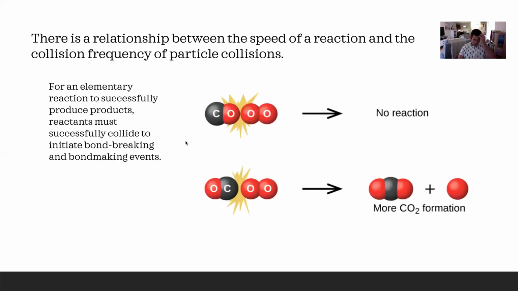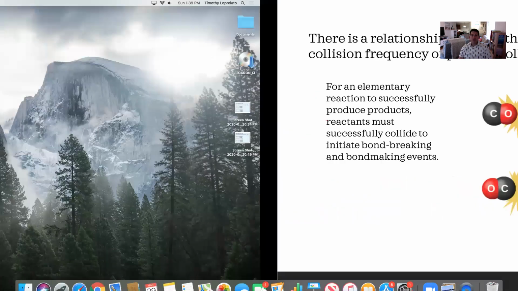So we're using the collision model to explain this. For an elementary reaction to successfully produce products, reactants must successfully collide to initiate bond breaking and bond making. The collision has to have sufficient energy. If there's not enough energy, it's not going to get the bond to break, and that's the energy being put in. Remember, we have to put in energy to break a bond. We release energy when a new bond forms. And the collision is going to have the right orientation.